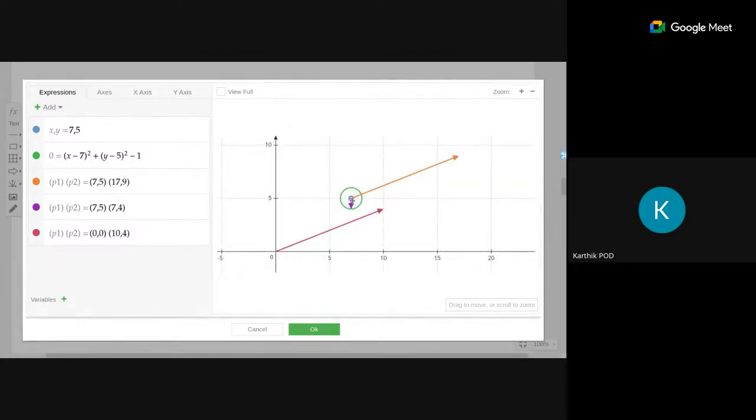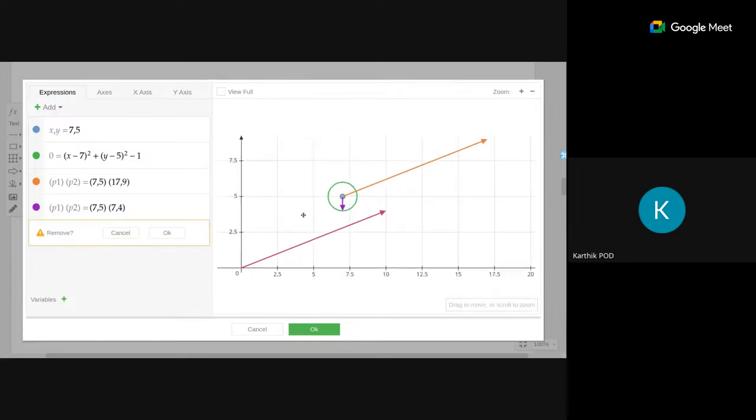I have translated this (10, 4), the gradient vector, to the point (7, 5) by adding (7, 5) to it. Got it, sir. That is the only change that I have. So you don't need to worry about this part. This is just to display it here.